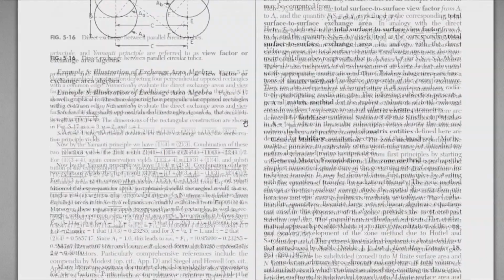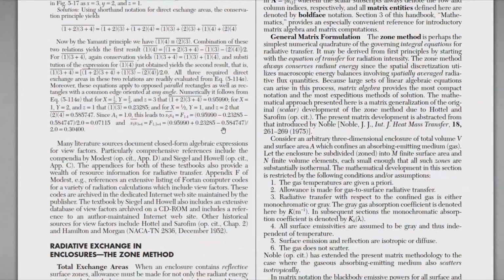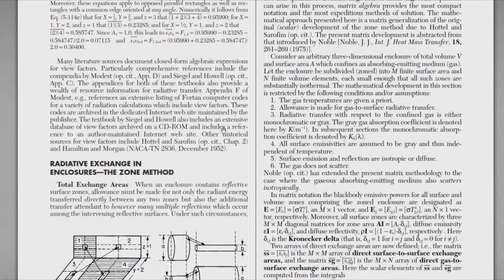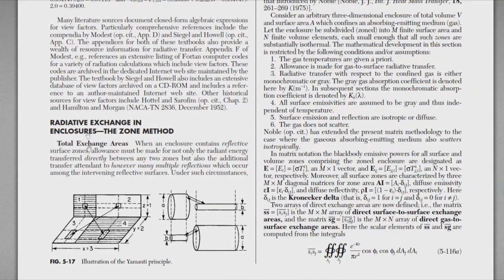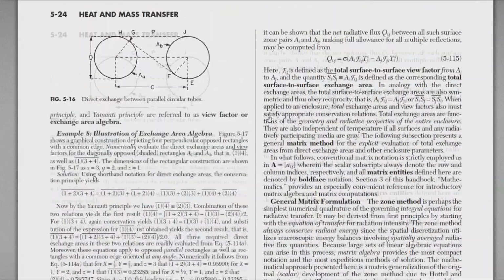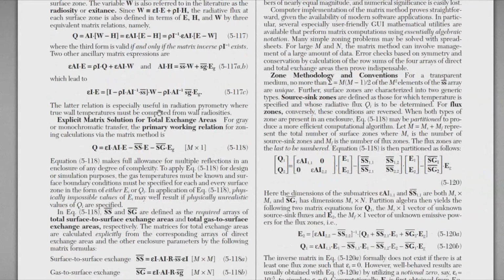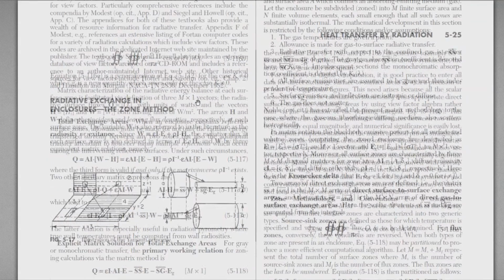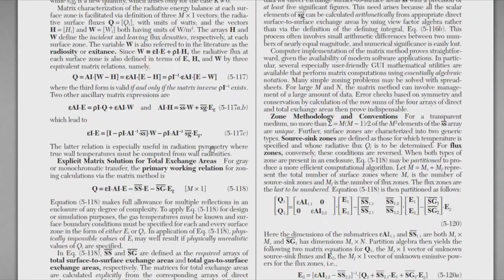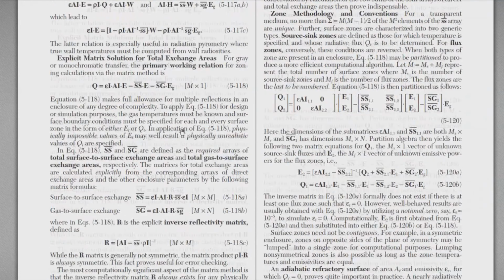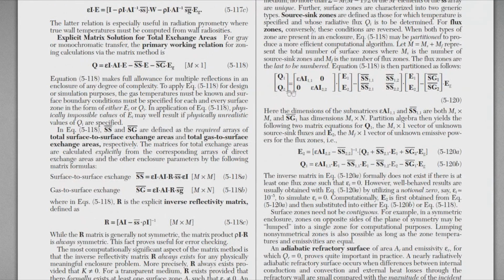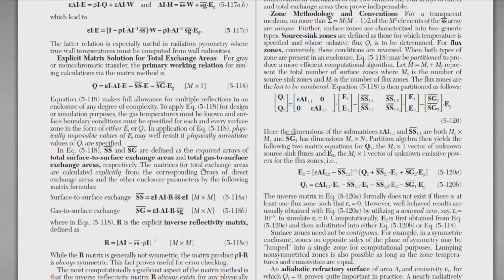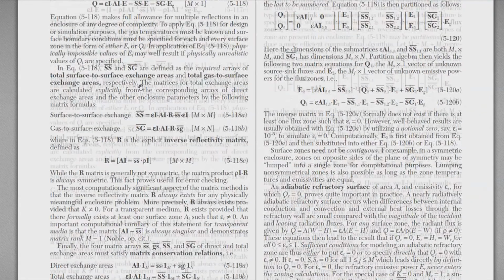Now this Yamato principle can also be used when evaluating the view factors. And the last one would be this radiative exchange in enclosures, or the zone method, which is a very mathematically inclined derivation. And as you can see here, you're using the matrix, all the inverses and all the dot products that you can get. So this is how it goes when you have something like total exchange area.